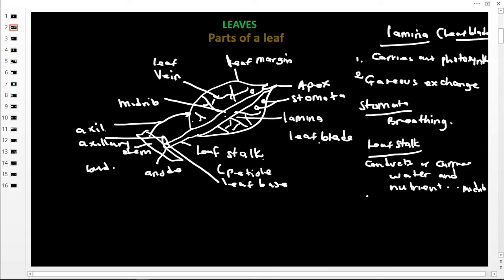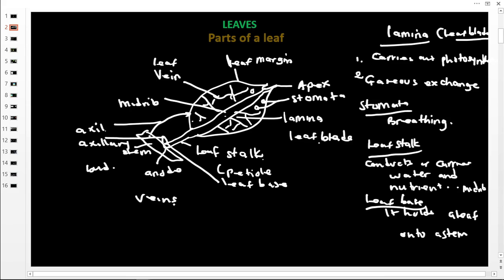Then we have the leaf base. Actually, the leaf stalk does not hold a leaf on the stem. No, it is the leaf base. So the leaf base here holds a leaf onto a stem. Then we are having what we call leaf veins.